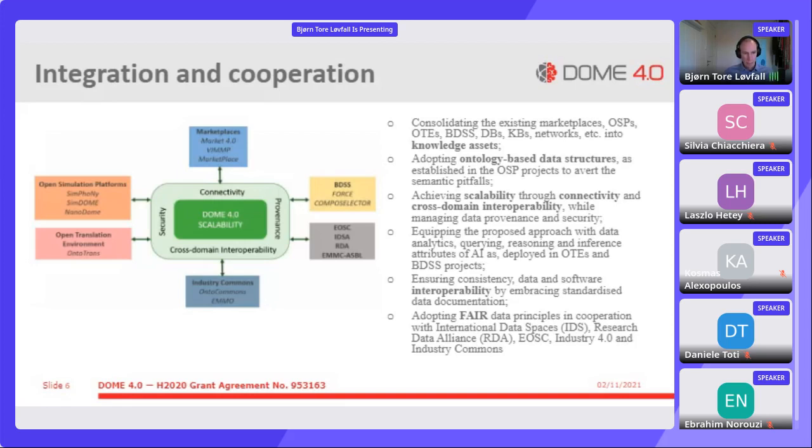So, to avert the semantic pitfalls, we want to adopt the ontology-based data structures established in the Open Simulation Platform projects, and we want to achieve scalability through connectivity and cross-domain interoperability. At the same time, we focus on security and data provenance to retain the trust between the involved parties. As already mentioned, interoperability is key to achieve all this. And at the end, we do try to adopt the FAIR principles.